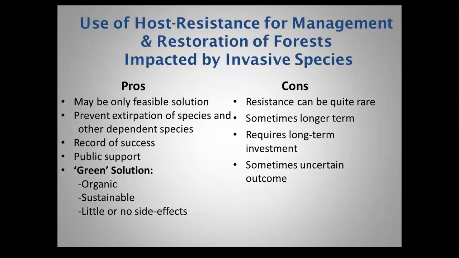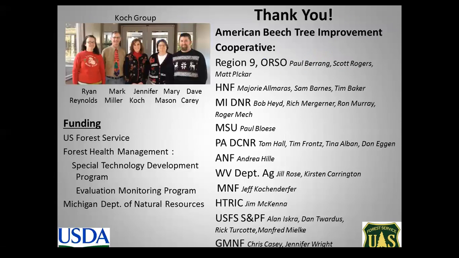On the con side, resistance can sometimes be very rare. With beech, that 1 to 5% is actually more on the high side. So it can be pretty labor intensive to identify that resistance. Obviously, this is a longer term approach when you're talking about breeding, so it's going to require a long-term investment. And sometimes your level of resistance is not as strong as the phenotypes that we see in beech bark disease, so it requires a more complex breeding strategy to increase that resistance. So sometimes there's an uncertain outcome. But overall, I would say that it is an approach where the pros are outweighing the cons.